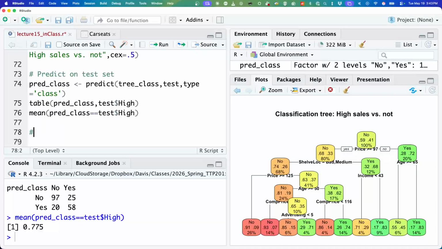Now, let's do post-process pruning. So this is cost complexity. This is the idea that maybe we've overfit the data. Let's prune back a little bit.